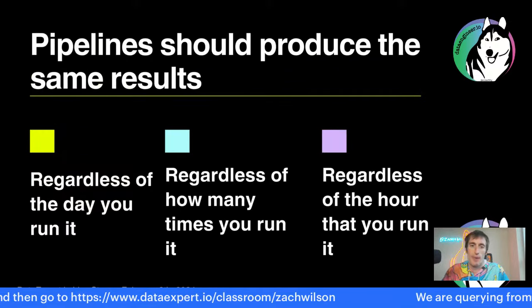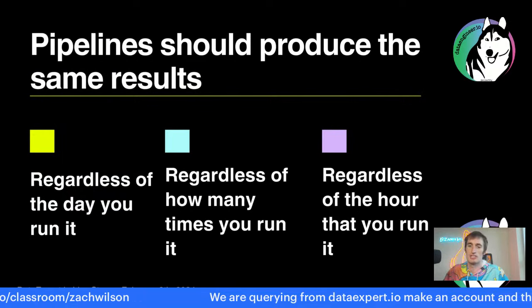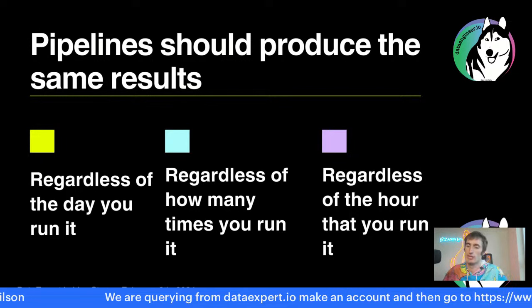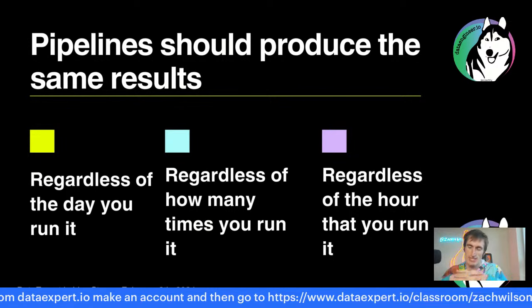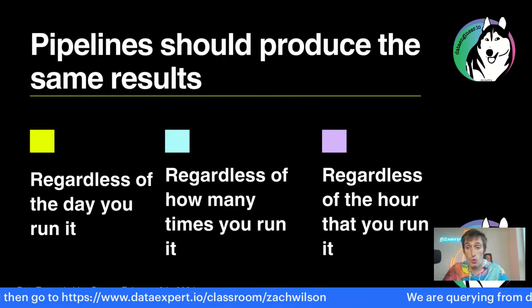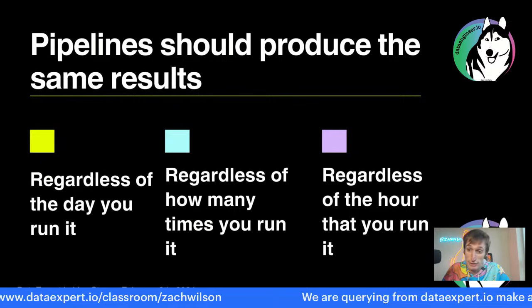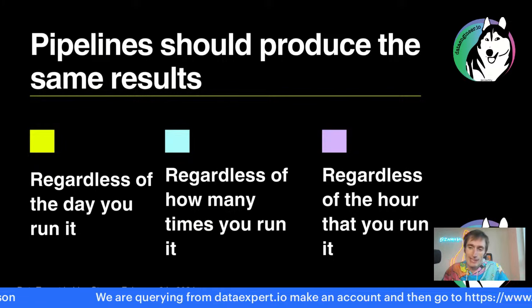Your pipeline should produce the same results regardless of the day you run it, regardless of how many times you run it, regardless of the hour that you run it. What this means is that when you are running your pipeline in production or running your pipeline in backfill, you should have the same data. It should be the same. It's not going to be any different.